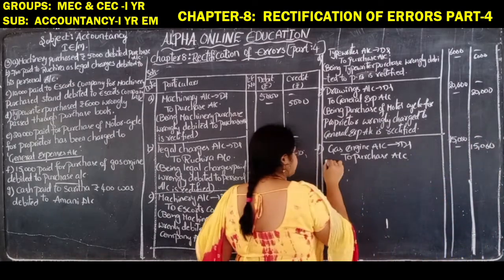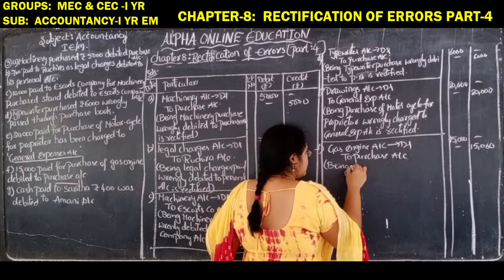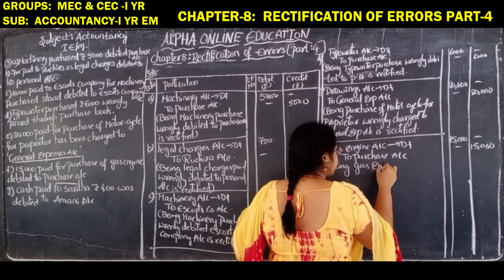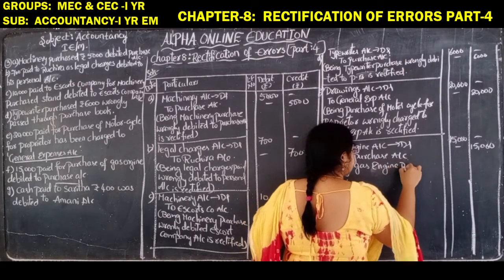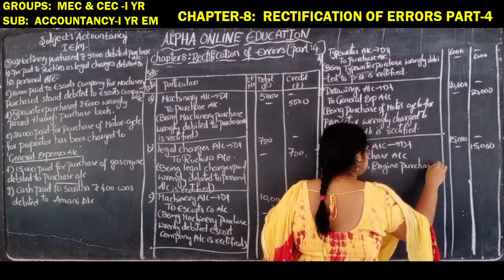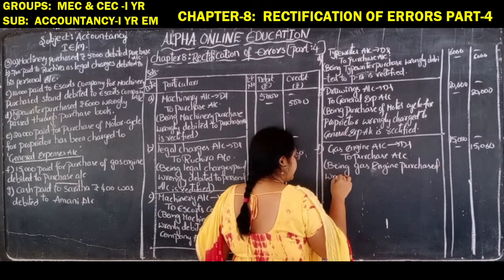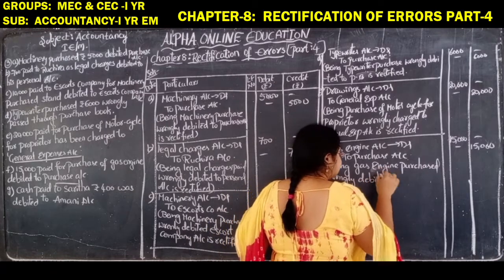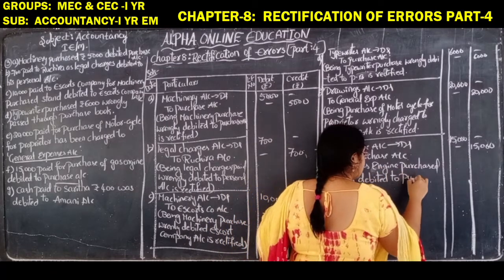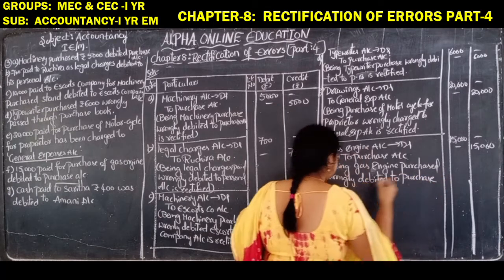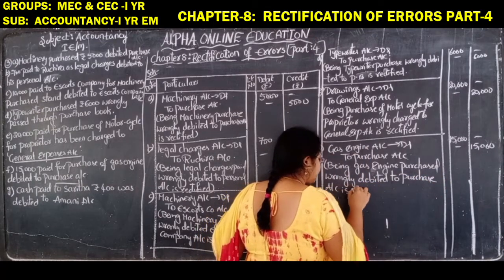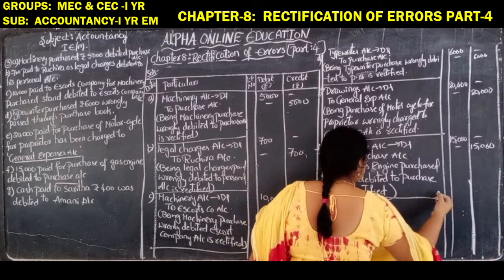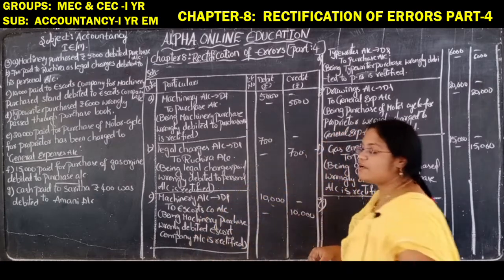Now write the narration. Being gas engine purchased, wrongly debited to purchase account is rectified. What are they doing? They are rectifying it. Yes. Next, G. What is the G entry?